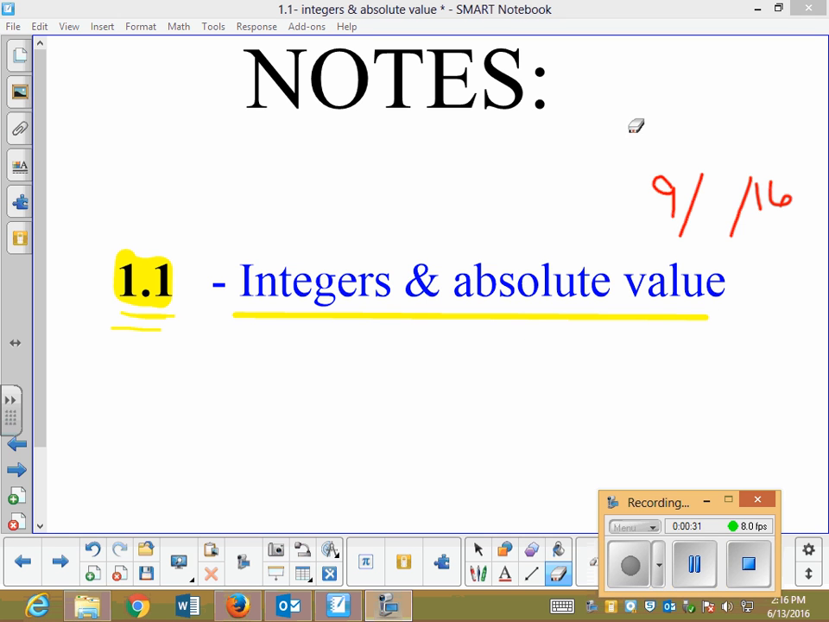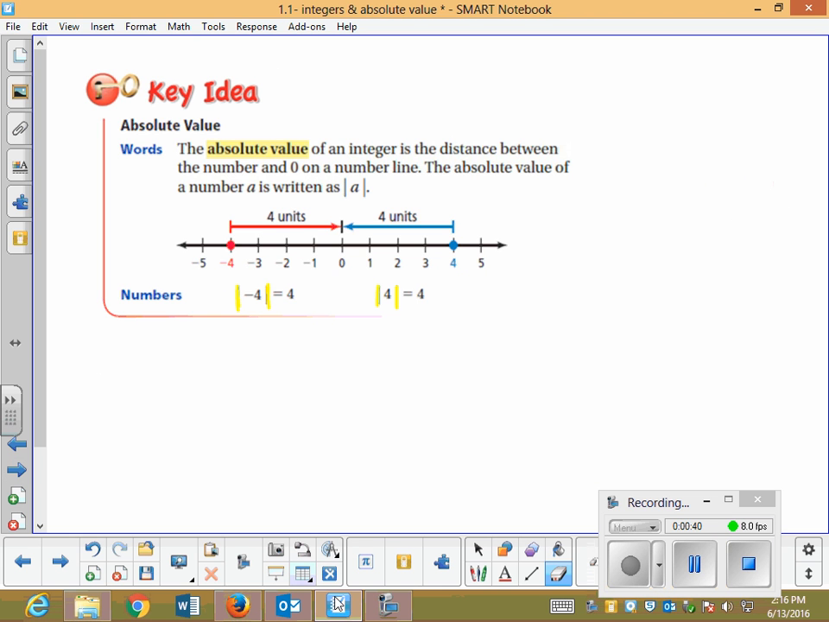And then look at this setup right here. This is going to be the setup we're going to be using throughout the rest of the year when we take notes. Okay? All right, so let's go ahead and begin by doing our first vocabulary word.